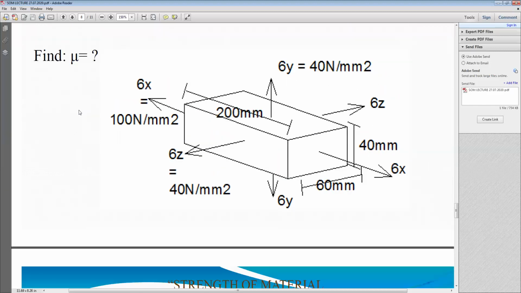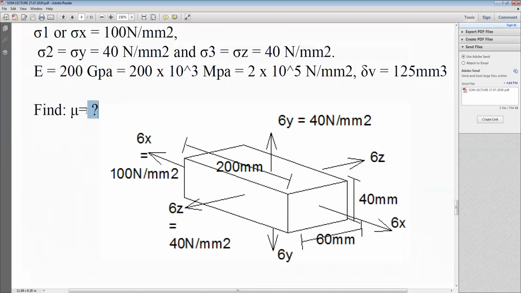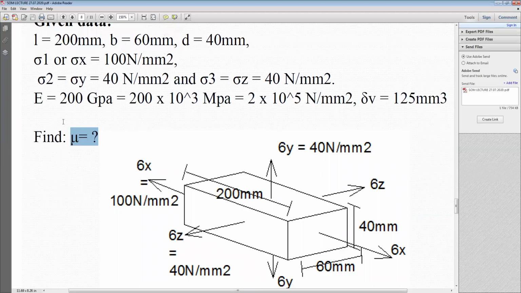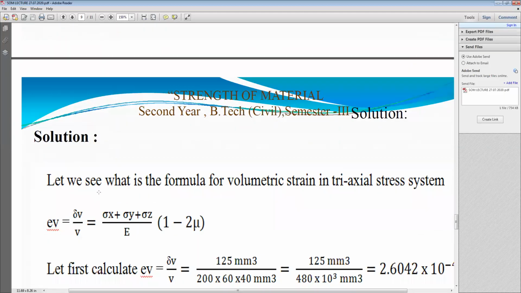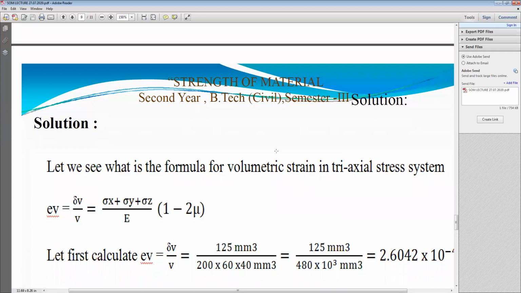So what is the outcome? The exact requirement is that we have to calculate mu. How to calculate mu? Let us see one by one. Let us see what is the formula for volumetric strain in the triaxial stress system.